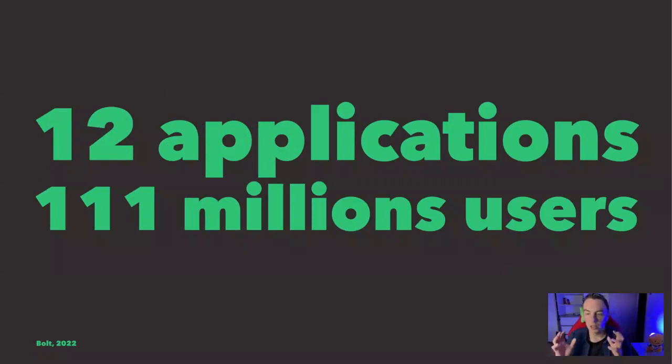Approximately 12 applications were using that framework at that time, and it affected more than 100 million users in China. This means that approximately a third of the contacts of the whole China population were compromised. And this is a horrible impact.